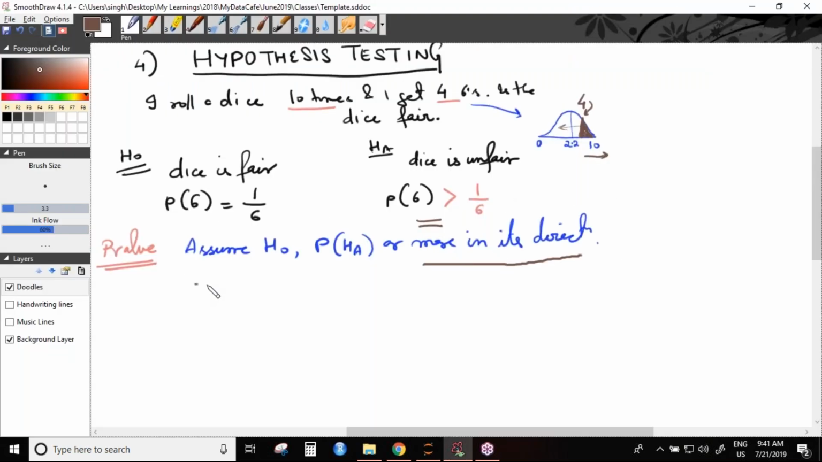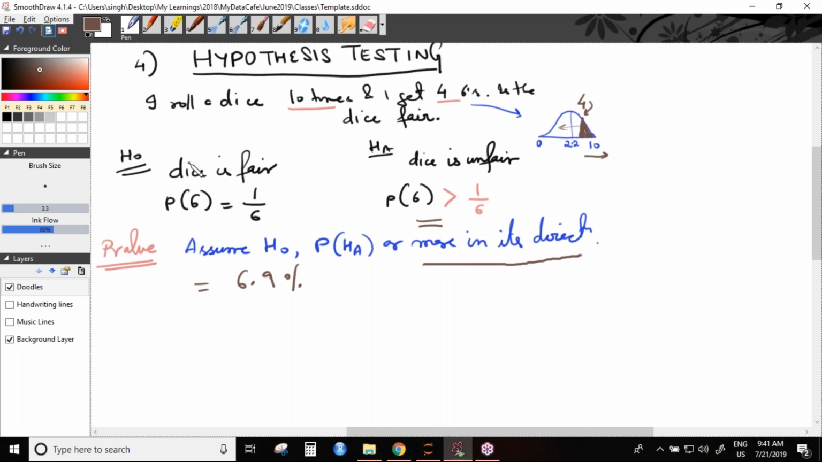So the p-value is 6.9%. What does that mean? That means that if a dice is fair, there is a 7% chance, or 6.9% chance, that you will get 4 sixes when you roll a dice 10 times. This is the interpretation of the p-value: if you roll a dice 10 times, there is a 7% chance of getting 4 sixes if the dice is fair.